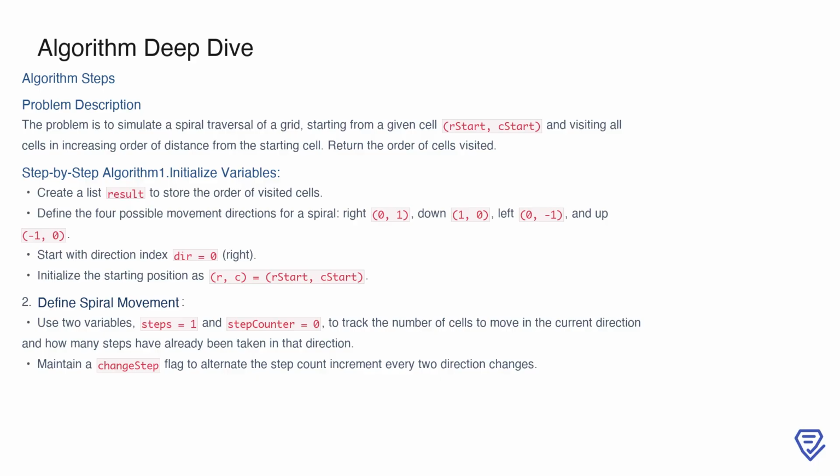Now, to handle the spiral growth, we introduce 2 counters: steps, which determines how many cells to move in the current direction, and step counter, which tracks how many steps have been taken so far. Finally, we use a change step flag to manage when to increase the step count, ensuring that the spiral expands outward evenly after every 2 direction changes.